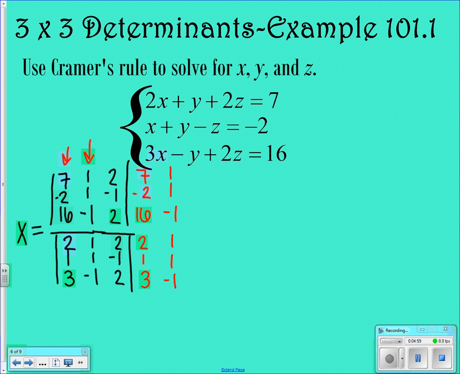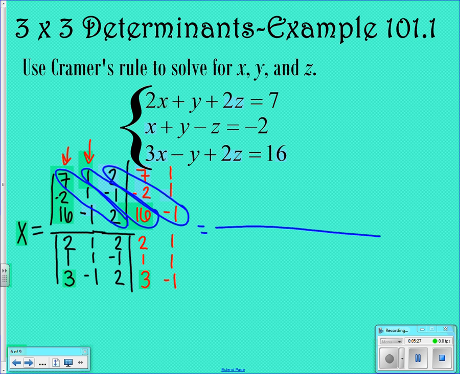Now, the way that you do Cramer's rule here, you are going to multiply these three numbers together, and then these three numbers together, and then these three numbers together. It's your diagonals, and you don't use those other numbers to the left and to the right of those. Those first three numbers multiplied together is 14, and then we have negative 16, and then a positive 4. So that would be for your first part.